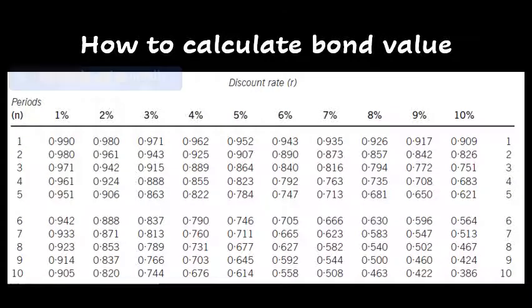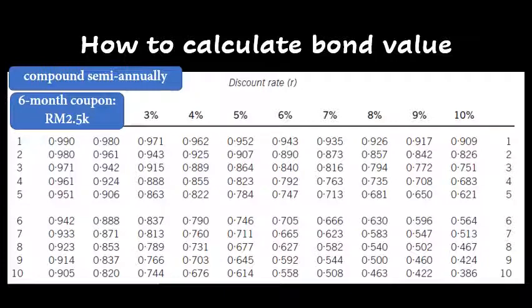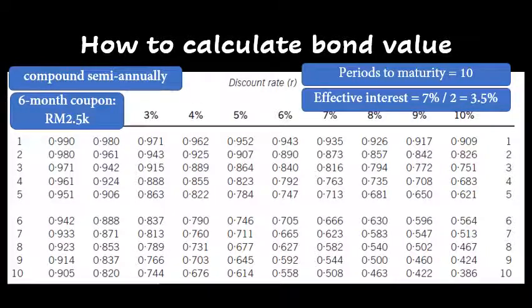Now let's say the bond is actually compounded semi-annually. That means we will need to pay the coupon twice in a year, at half of the annual value. Therefore, the annuity will change to 2,500 for every 6 months. That is half of the annual coupon payment. This also means that the number of periods for payment increases to 10. We also need to divide the effective rate by 2. So instead of 7%, the effective interest now is 3.5%. That is half of the 7% annual interest because the bond is now compounded twice a year.